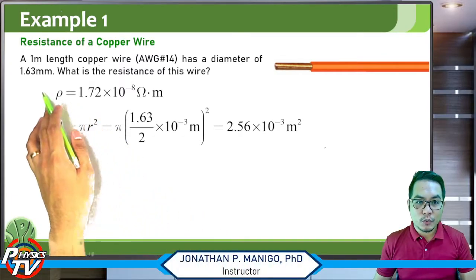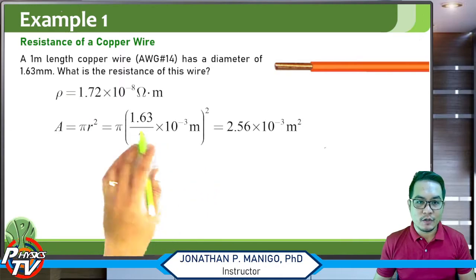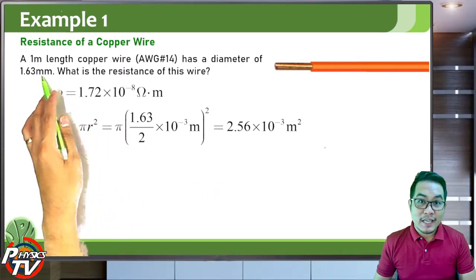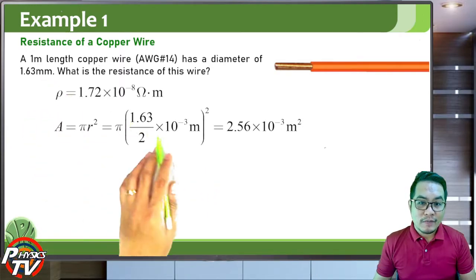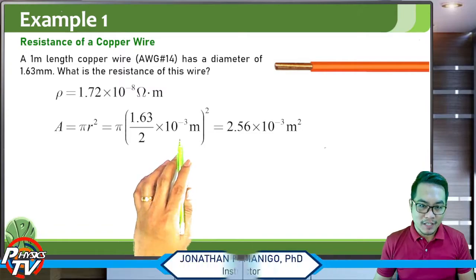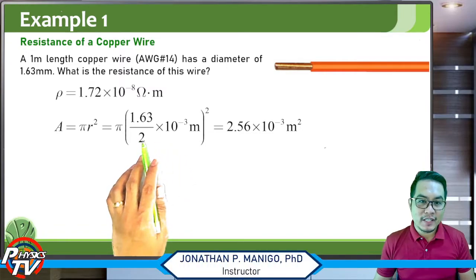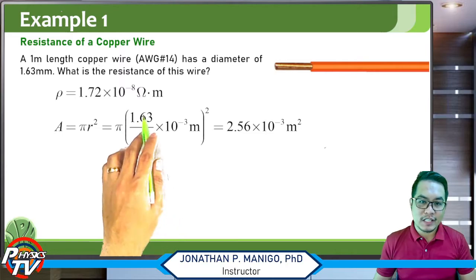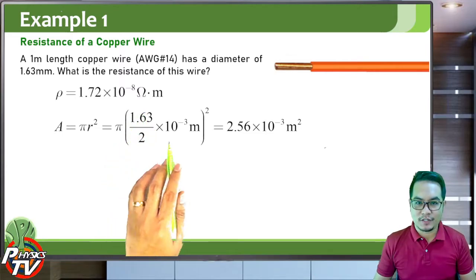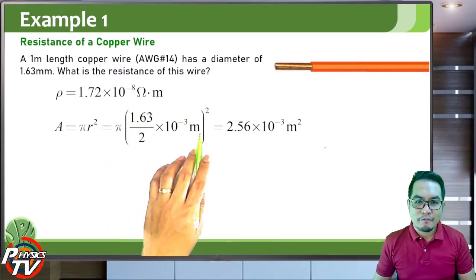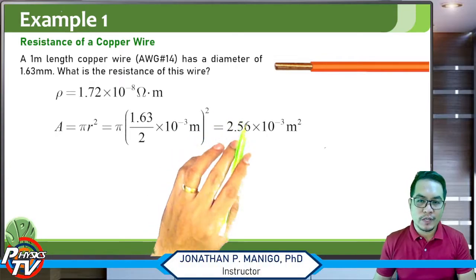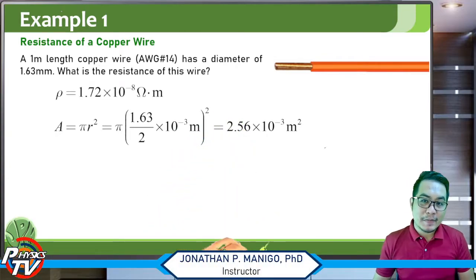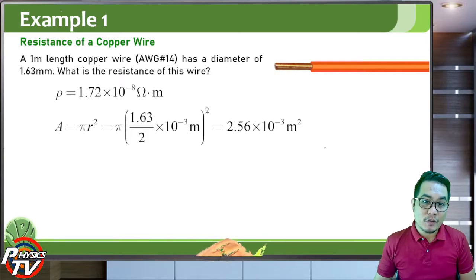So we need to convert millimeters into meters. Milli just means divide by 1000, or multiply by 10 to the negative 3. The divide by 2 here is to get the radius, so this is diameter over 2, and that's the radius. This is in millimeters, then squared. And you get 2.56 times 10 to the negative 3 square meters, or meter squared.